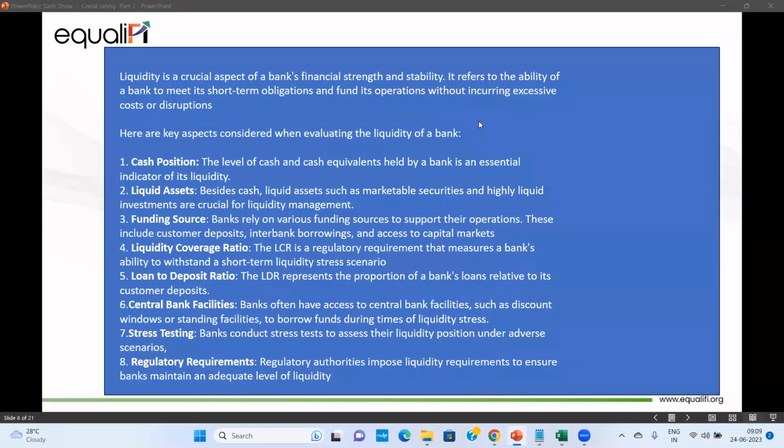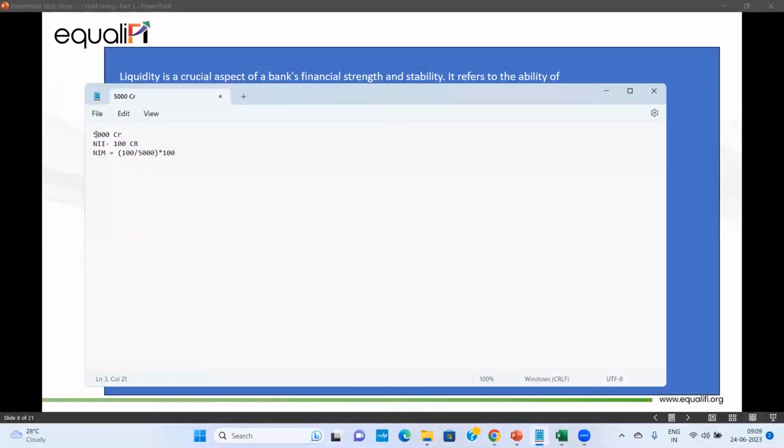So one is your favorable scenario. There could be three scenarios. One could be a favorable scenario.